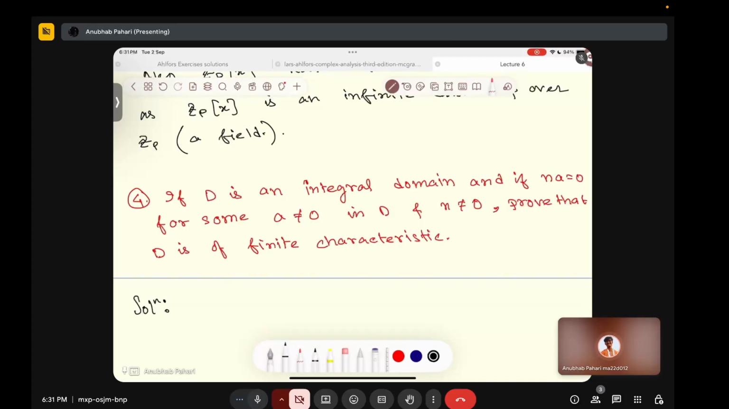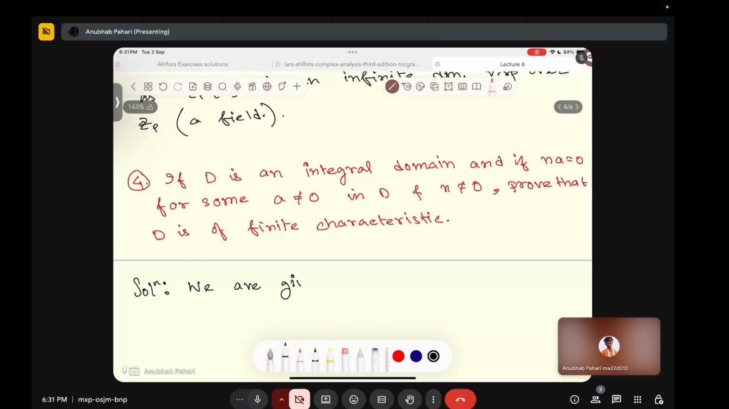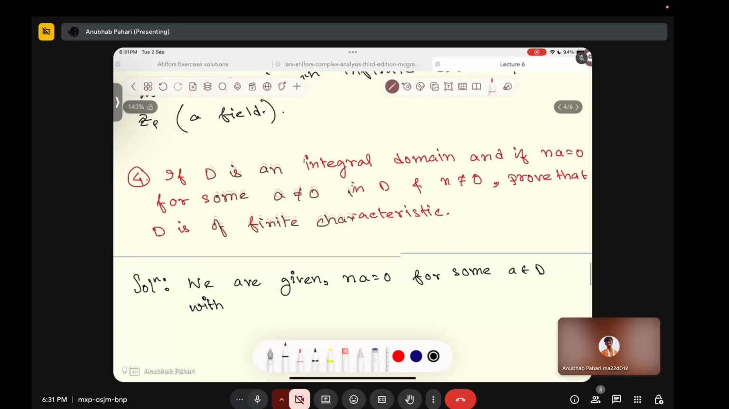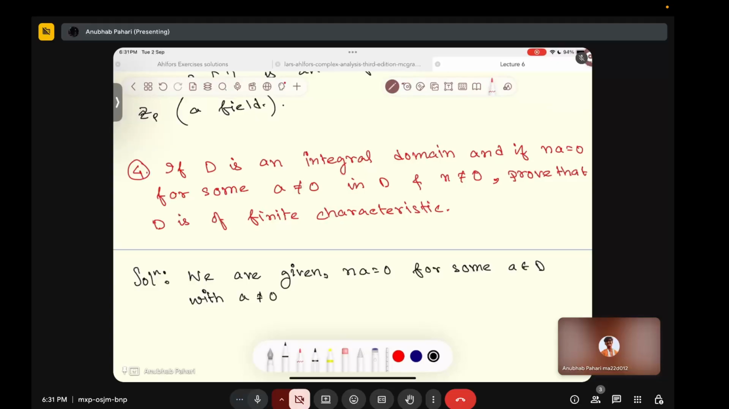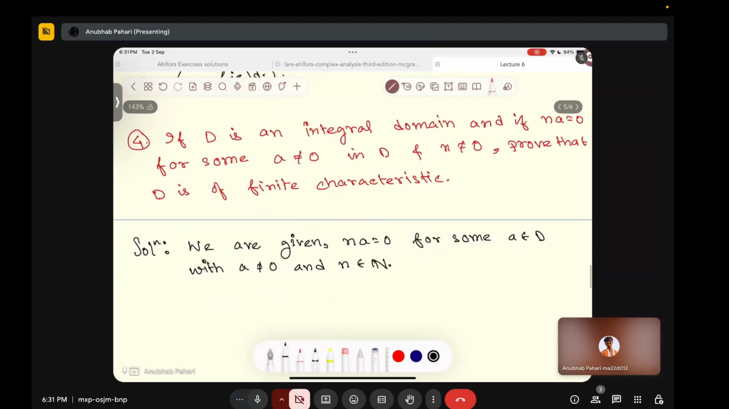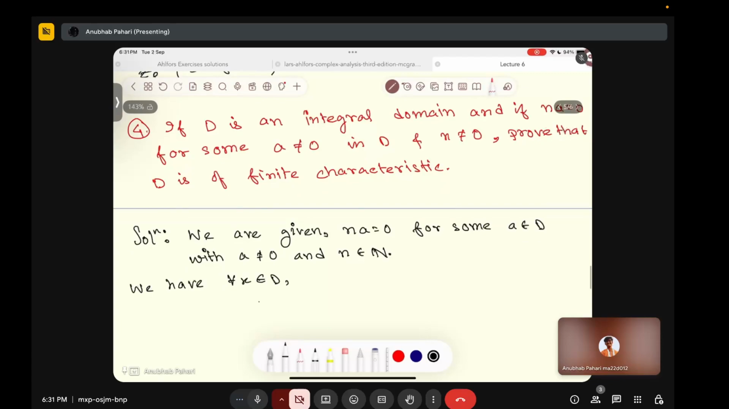So we are given na = 0 for some a belongs to D with a not equal to 0 and n belongs to capital N. We have for every x belongs to D, nax = 0.